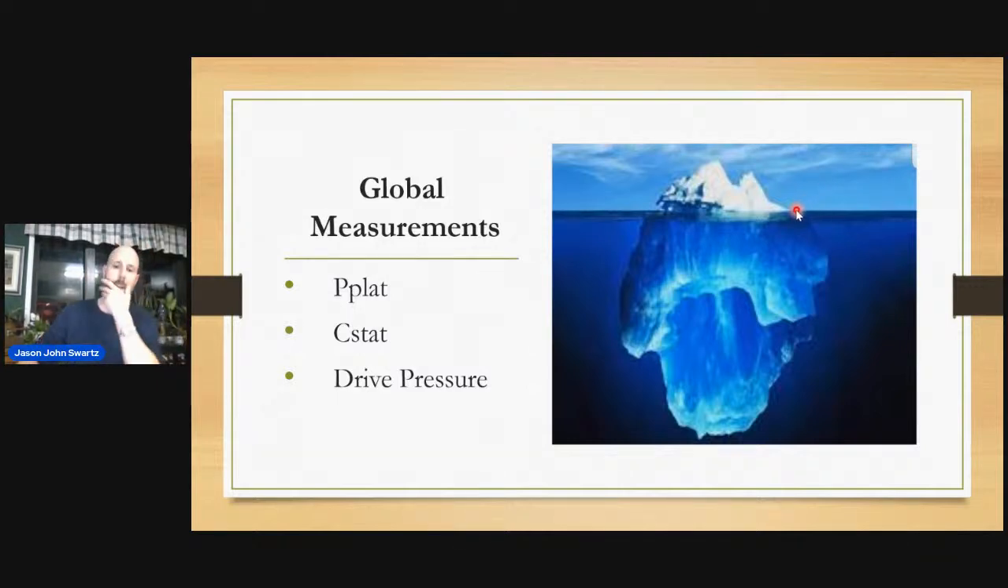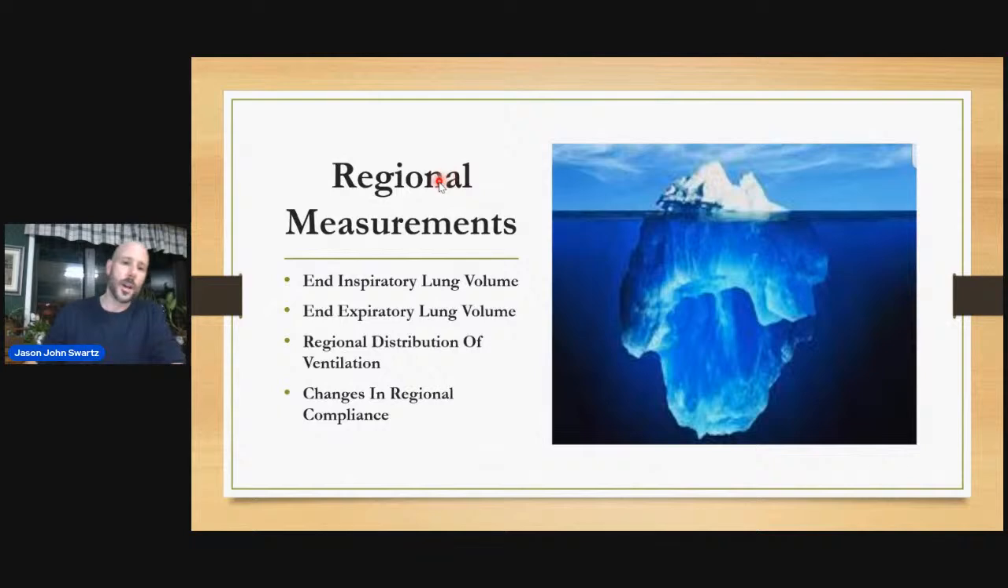So what we're saying here is that when you arrive at the vent, you have global measurements like plateau, compliance, and delta P drive pressures, and these can be found here. But the PulmoVista 500 gives us regional measurements. So now you can see not only on top of the water, you can see under the water. You can see what's happening under the water. And this is because you can get end inspiratory lung volume.